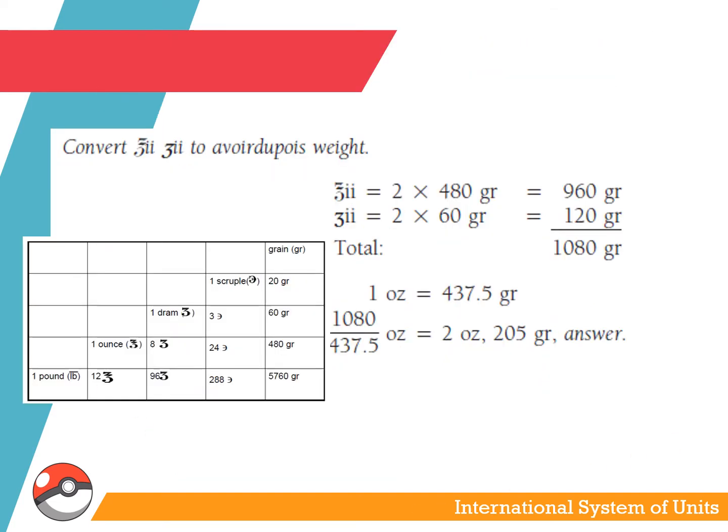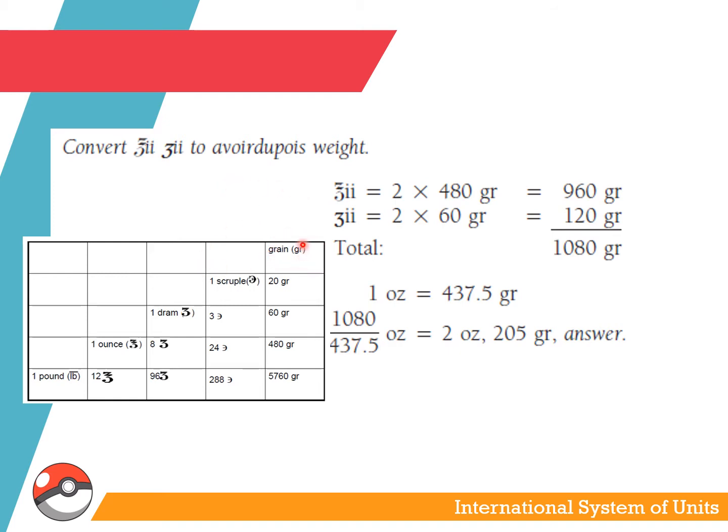Okay, so here's an example. Convert this and this to avoirdupois weight. If you can recall, these are from the apothecary system. So we have 2 ounces and 2 drams. II means 2.